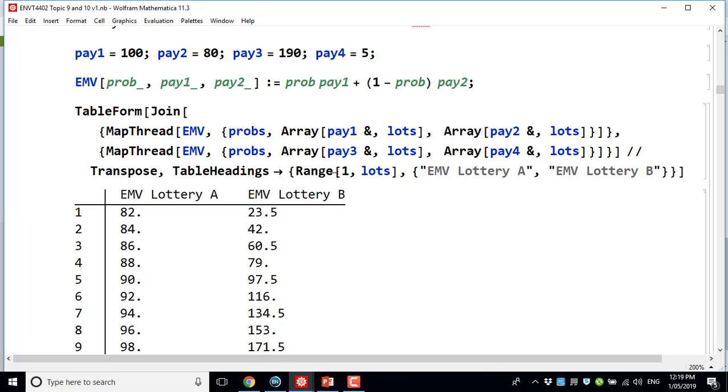And then basically the calculation of the expected monetary value. So there's the probability times payment 1 plus 1 minus probability times payment 2. And similarly, we can do it for payment 3 and payment 4.